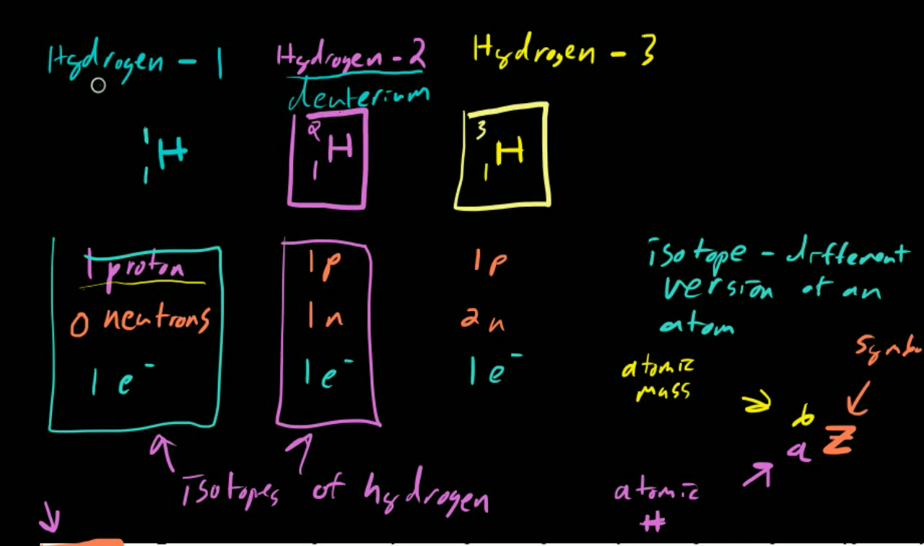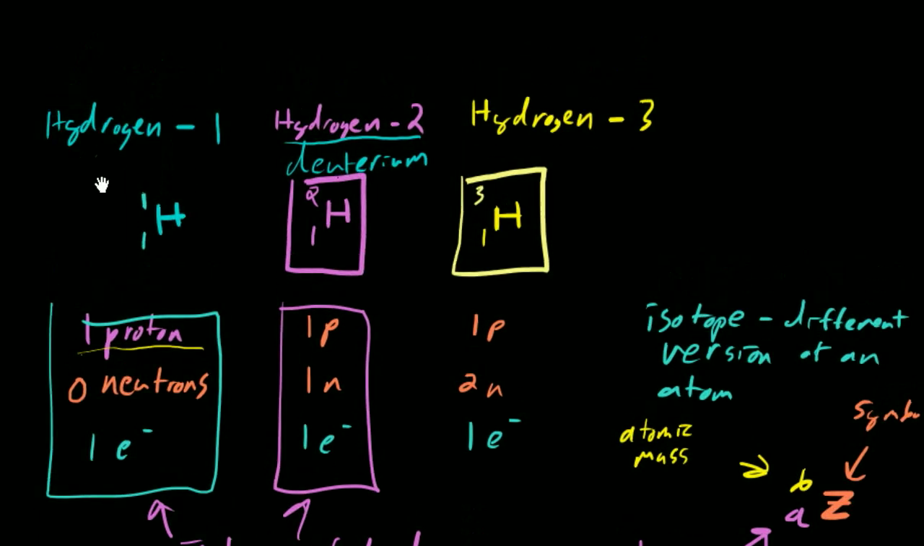And hydrogen 1 is sometimes called protium, I forget exactly. Anyway, it's normally just called hydrogen. It's the most common isotope of hydrogen that you have.